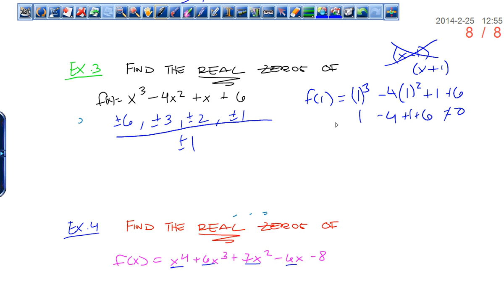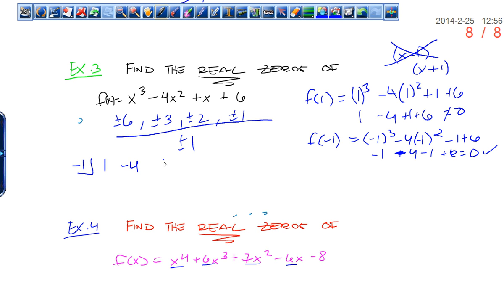So I'd be plugging -1 in. Do all our PEMDAS, and be sure you do it correctly. So I get -1, and then -4, and -1. Oh sorry, that's -4, my bad, and +6. Sure enough, it equals 0. So that means -1 is a zero. So I'm going to put -1 here, and then we have our coefficients.